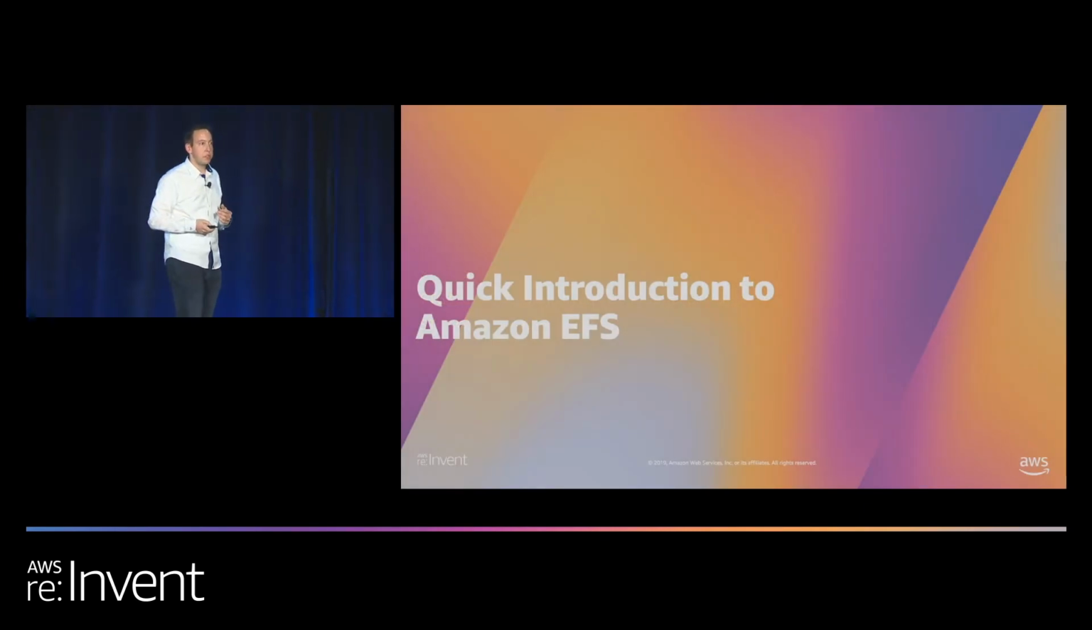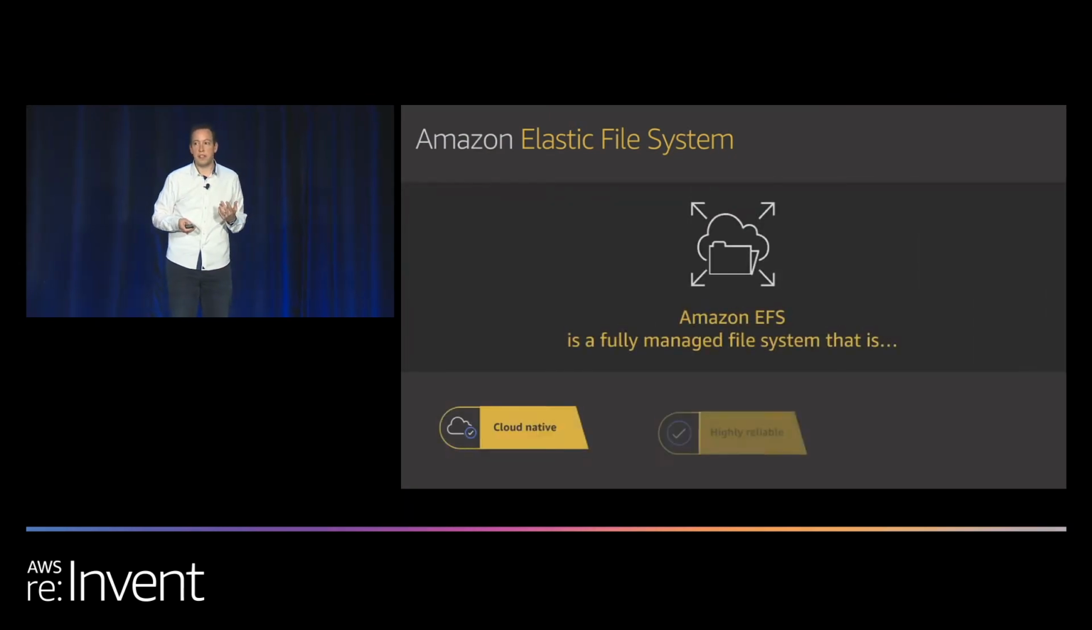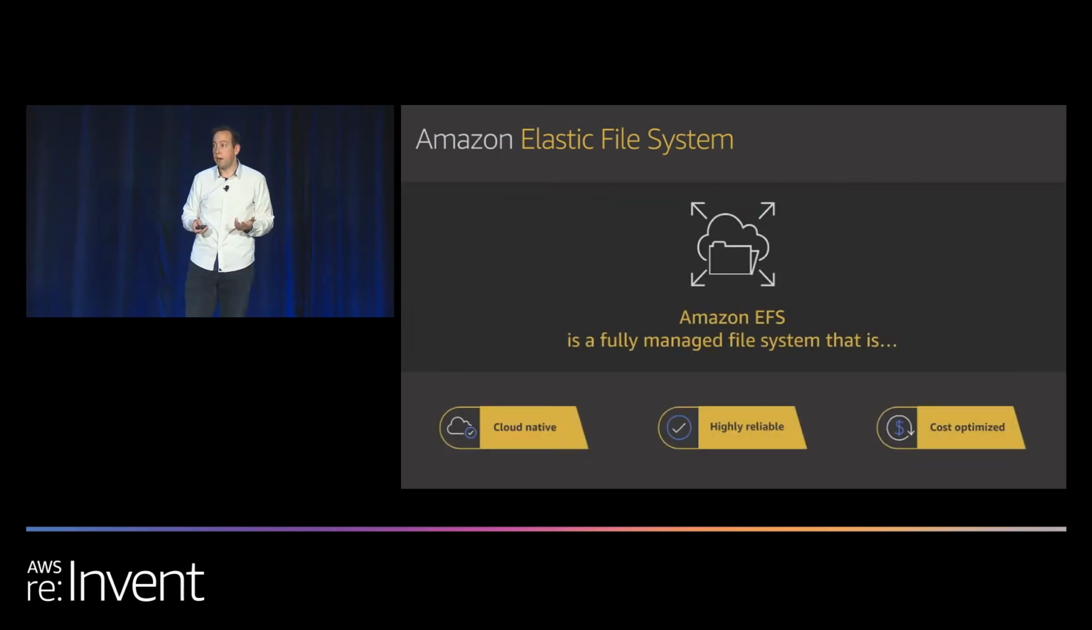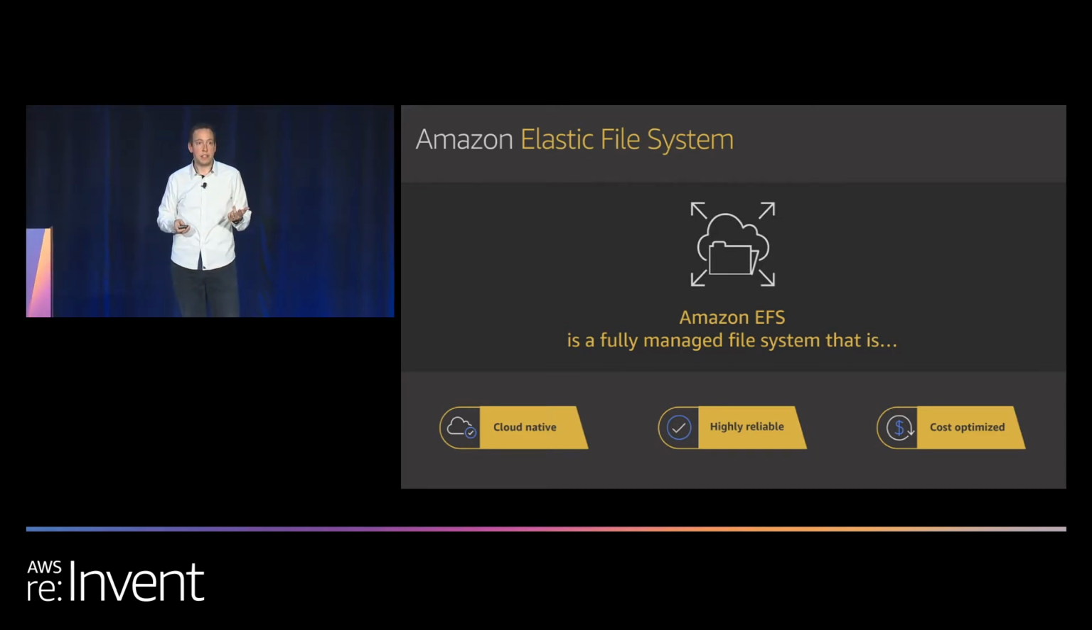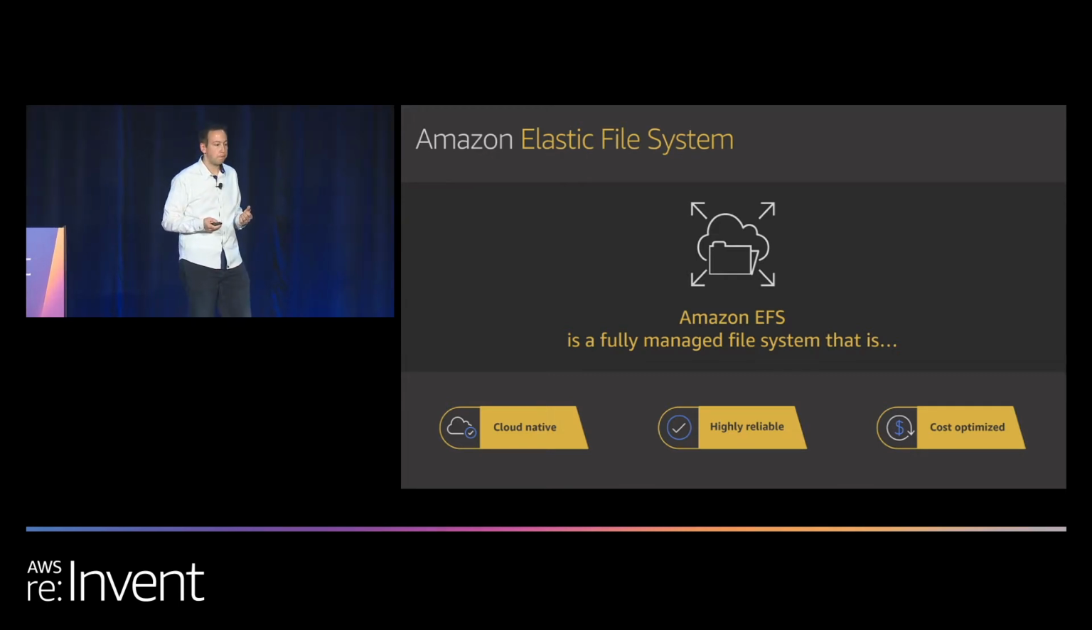So let's start with just a quick overview of Amazon EFS. So Amazon EFS is a fully managed cloud file system that's cloud native, highly reliable, and cost optimized. So when we say cloud native, what we mean is it's elastically scalable, as you would expect a native cloud service to be. And it's integrated with several other AWS services so that you can create modern applications using it. So some examples are ECS, Elastic Container Service, Elastic Kubernetes Service, SageMaker, just to name a few.